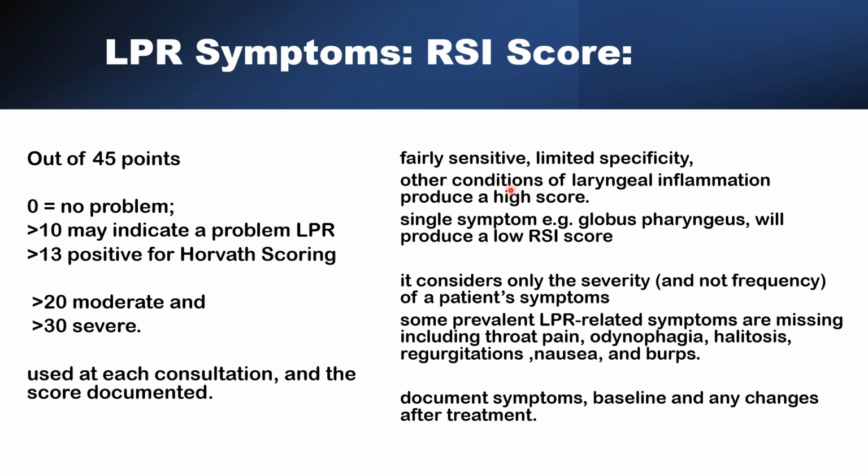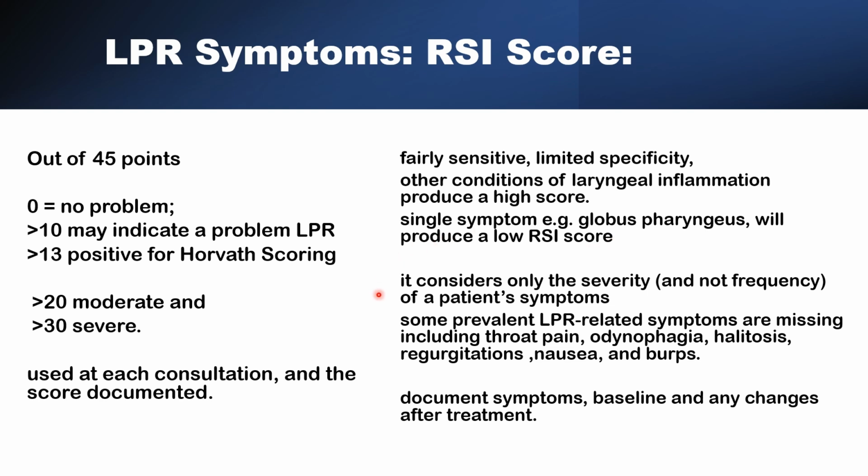It's fairly sensitive but has limited specificity. This is of course because other conditions of laryngeal inflammation, like viral inflammations or smoking, for example, can produce a high score as well. Single symptoms like having a globus sensation would not produce a high RSI score, so you need to have several of the 9 item symptoms.